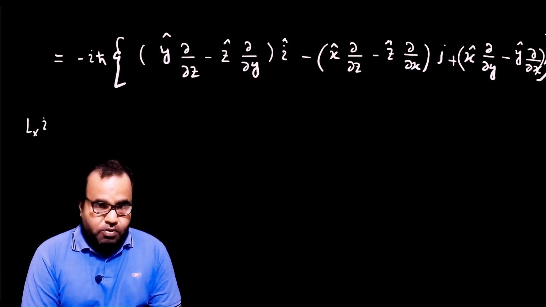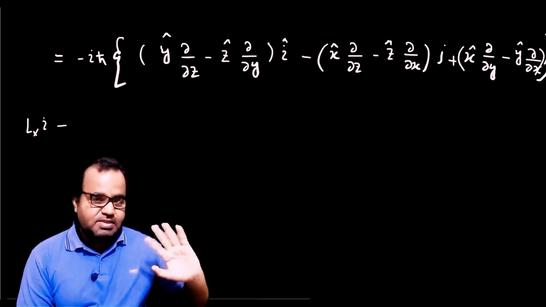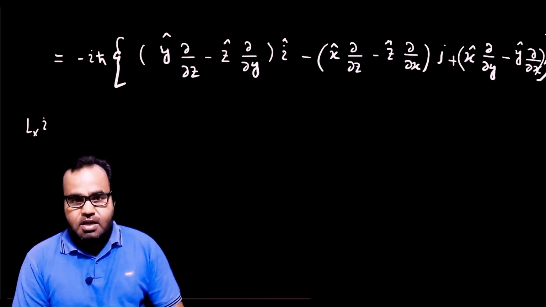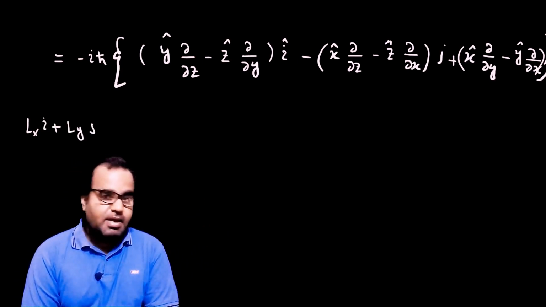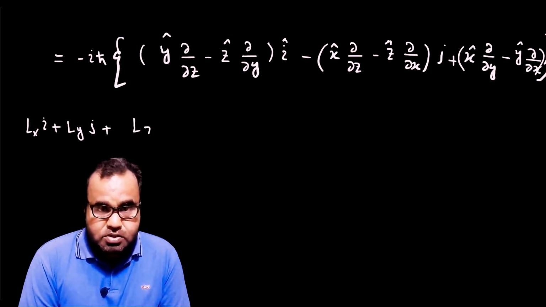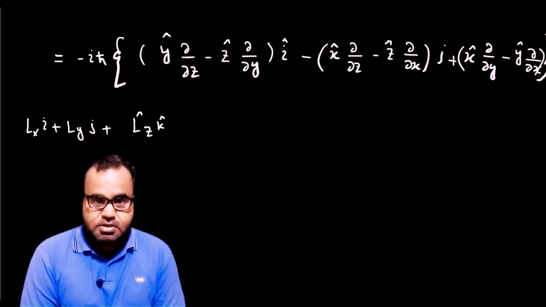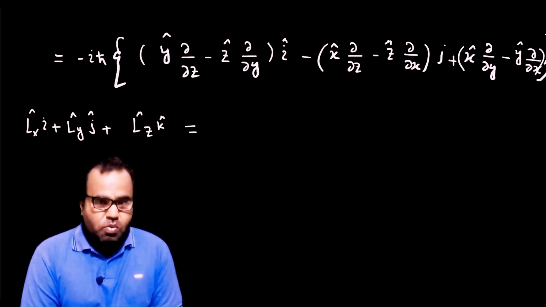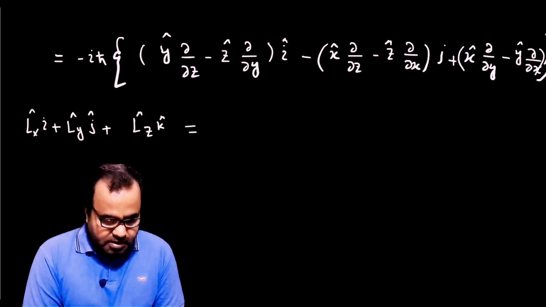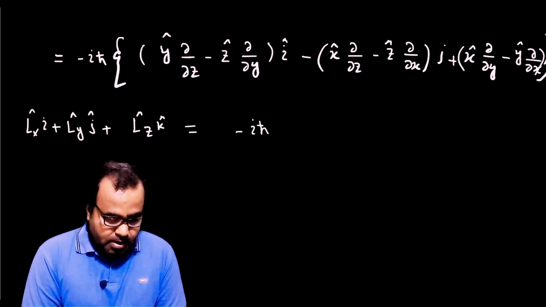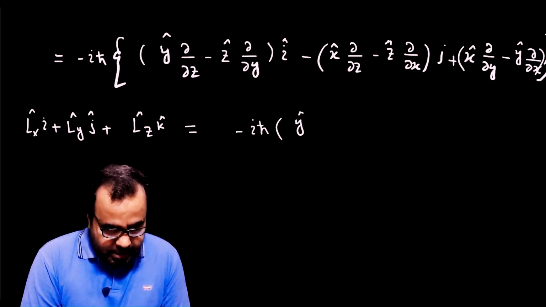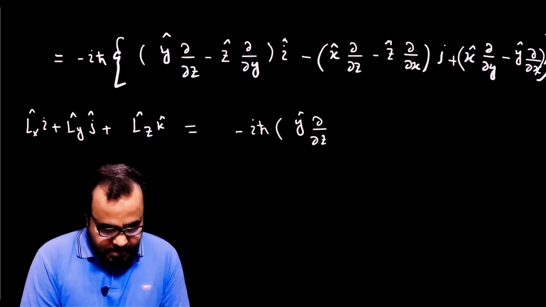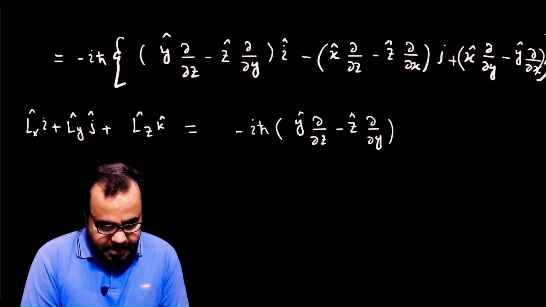Before doing this, we will write the left hand side, which is Lx i unit vector, Ly j unit vector, and Lz k unit vector. Let me write it first: Lx i unit vector plus Ly j unit vector plus Lz k unit vector in operator notation. Now we will multiply minus iota h cut inside.